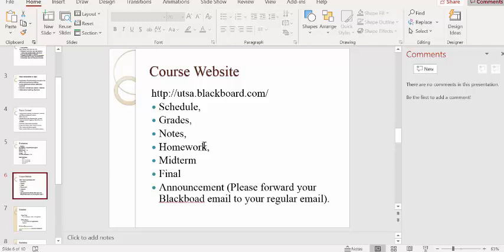Announcements. Since I will send a lot of announcements very frequently via Blackboard, please make sure you forward your Blackboard mail to your regular mail. If you don't want to log into Blackboard all the time, you can forward your Blackboard email to the regular mail that you normally use. That means you can get an email from me about an announcement very quickly.